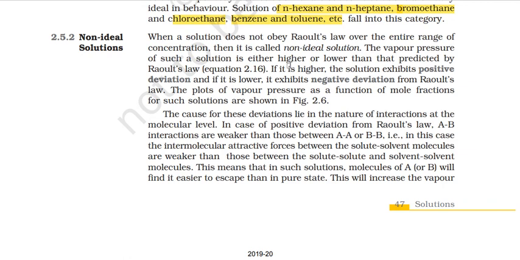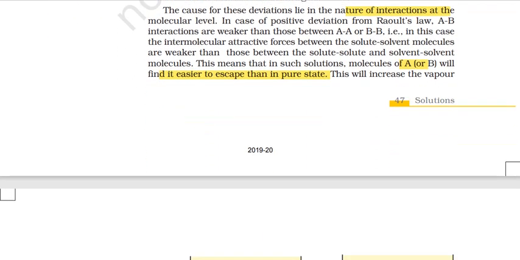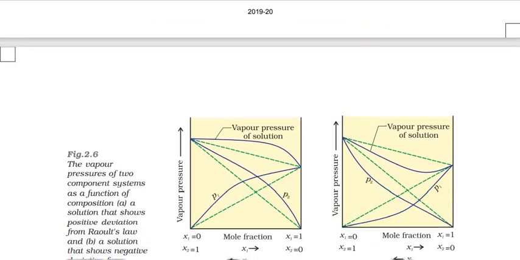The cause for these deviations, again molecular level पे जाएंगे, interactions में difference आएगा. Fine, यानी A B interactions resulting from the solution will not be equal to A A or B B interactions. This means that in such solutions, molecules of A or B will find it easier to escape than in the pure state. अब यहाँ पे see, this will increase the vapor pressure. या तो हमारा positive आएगा या तो negative.